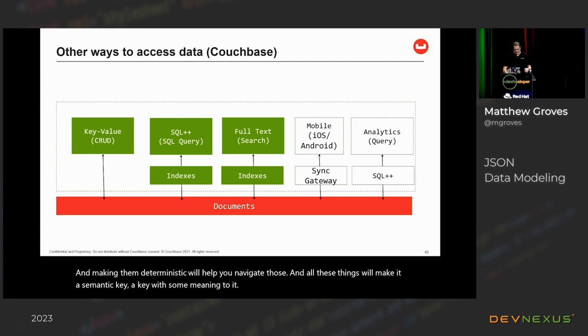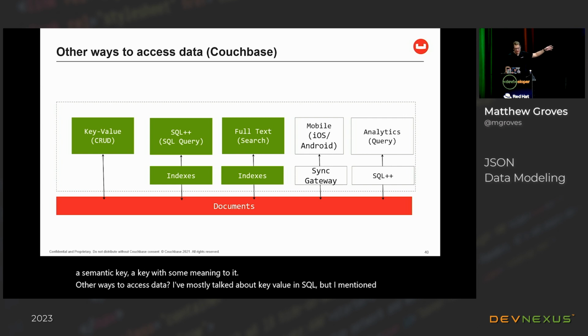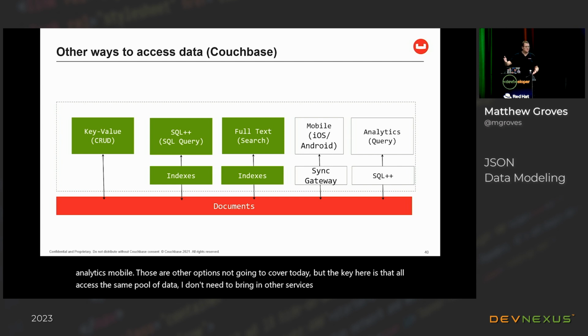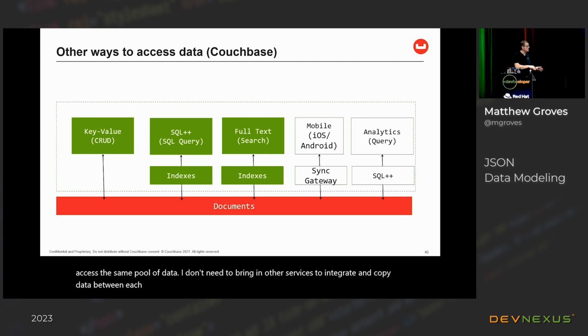Other ways to access data: I've mostly talked about key value and SQL, but I mentioned full text, analytics, and mobile. Those are other options I'm not going to cover today. But the key here is they all access the same pool of data. I don't need to bring in other services to integrate and copy data between each service. They all go in the same pool. So then it's up to you to pick the right method for your use case.